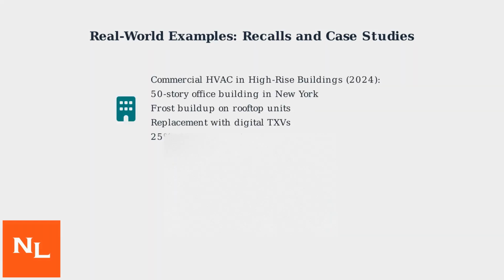Similarly, a 2024 case in a New York high-rise building showed how faulty valves caused air conditioning inefficiency across rooftop units, with frost buildup traced to the expansion valves. Replacing them with digital thermostatic expansion valves reduced energy use by 25%, as documented by the American Society of Heating, Refrigerating, and Air Conditioning Engineers, highlighting how urban heat islands accelerate these failures.